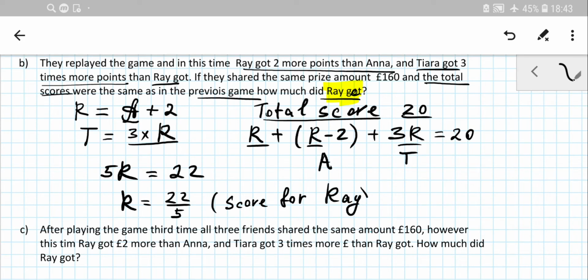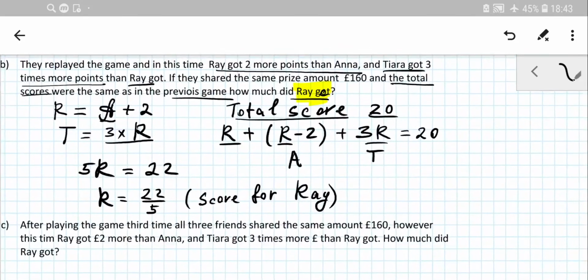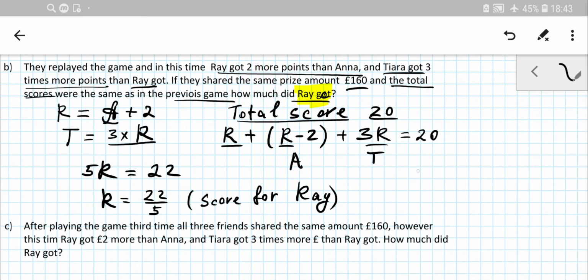Okay, what we need to have now, in order to split the price 160 pounds, we simply want to apply the ratio. So 22 over 5 out of 20 means you divide by 20 because the total score is 20. If you're not comfortable with multi-level fractions like 22 over 5 over 20, you can figure out Ray's score and convert it into a decimal if you like.